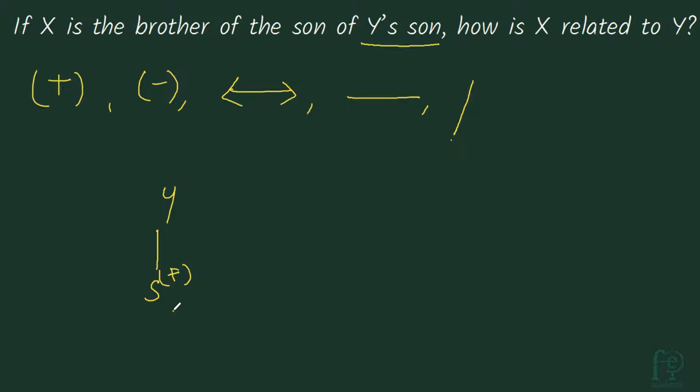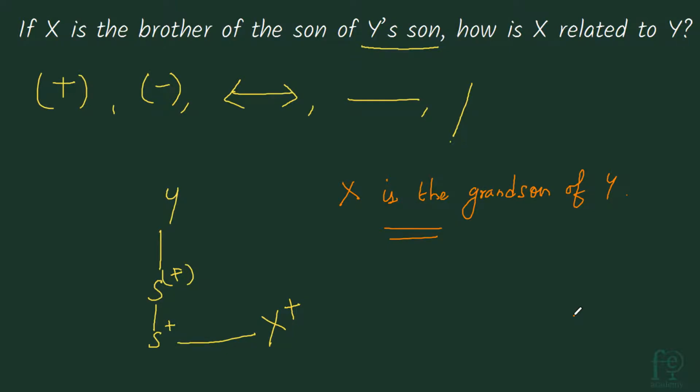So X is the brother of the son of Y's son. So this is the son of Y's son. Then brother is this one, X is the brother, so X will come here. Then how is X related to Y? So that is the given question. Here you can see that S and X are of the same generation, so S is a grandson of Y, so X is also a grandson of Y. So the answer is X is the grandson of Y. This is our answer to this question.